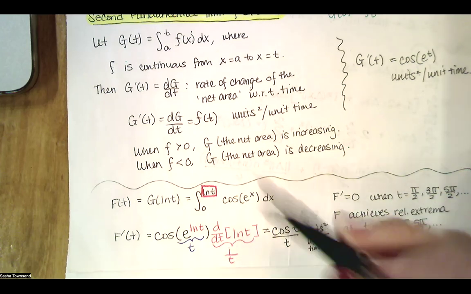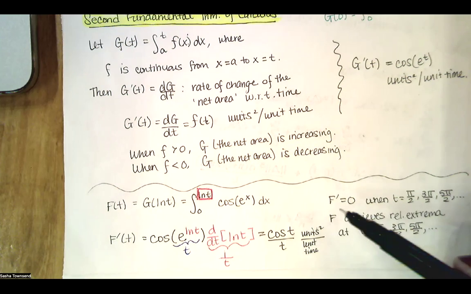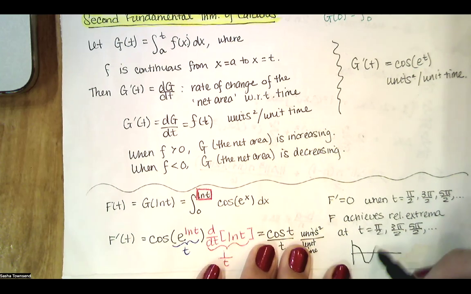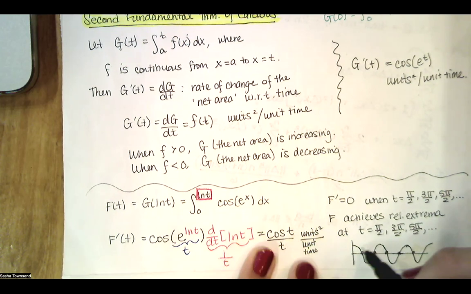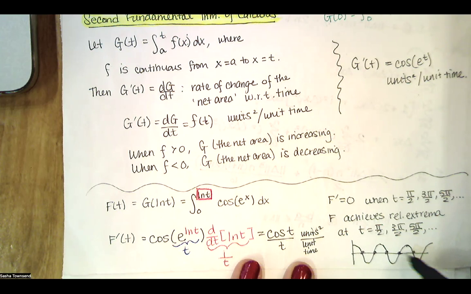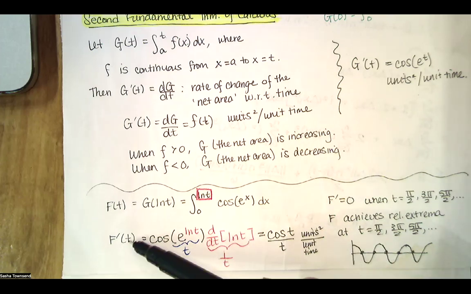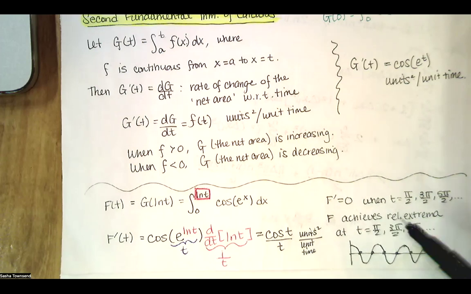And f prime of t will be positive whenever cosine of t is positive and negative whenever cosine of t is negative. So cosine of t actually looks like this. All of those zeros are evenly spaced. So the derivative will be adding area, then subtracting area, then adding area, and then subtracting area, and so on. So that will determine the sign of f prime of t. And so those zeros occur at those evenly spaced time values.